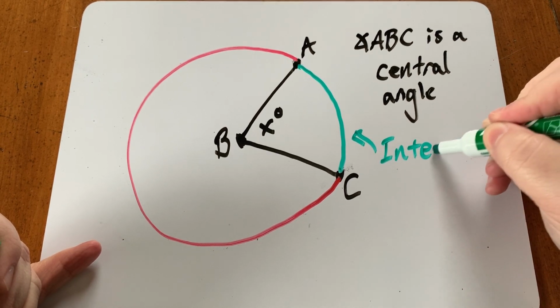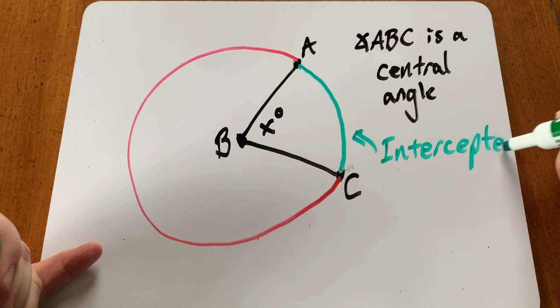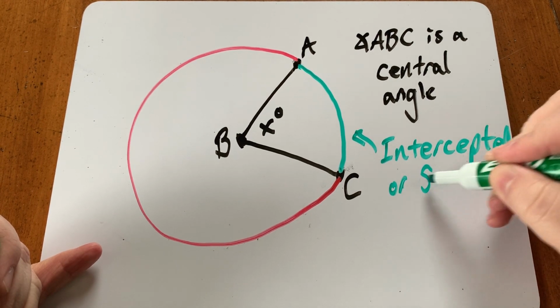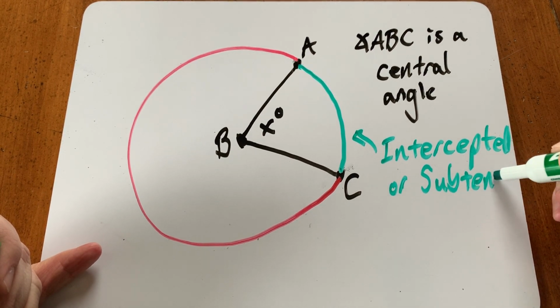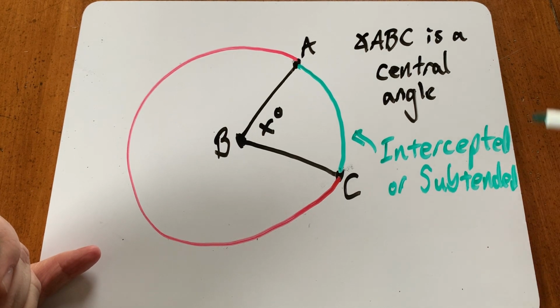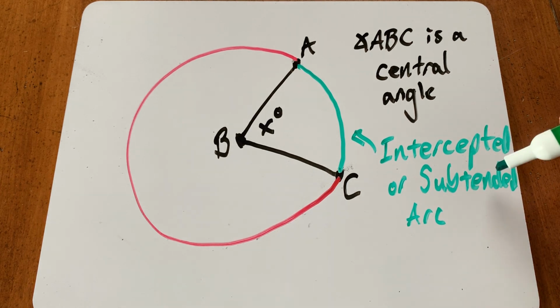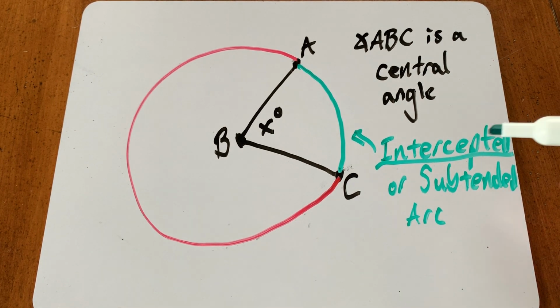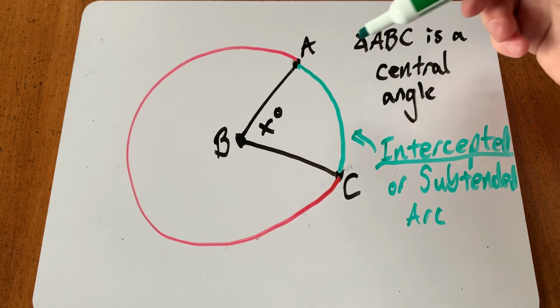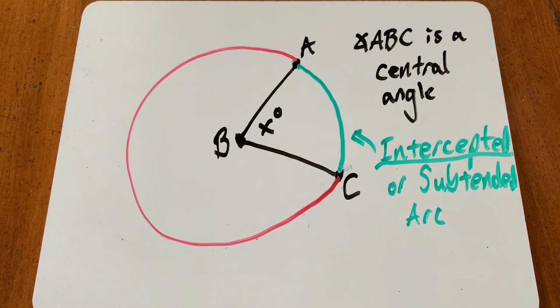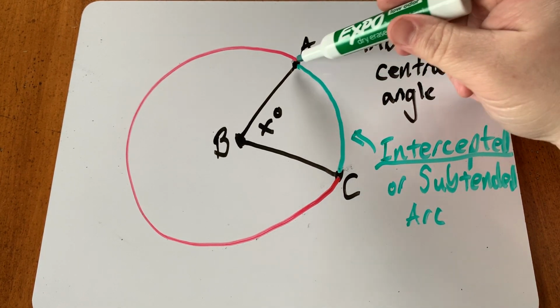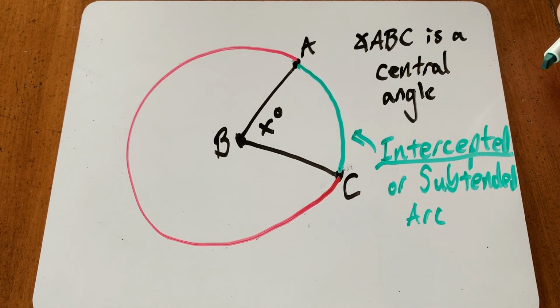That's called our intercepted or subtended arc. I'm going to use the term intercepted much more often, but I just want to let you know that subtended is sometimes used. But I'm going to primarily stick with intercepted. So the intercepted arc is the part of the circle that is interior to the angle.